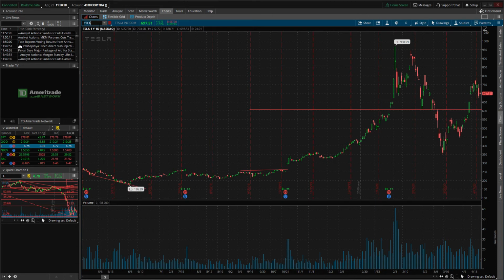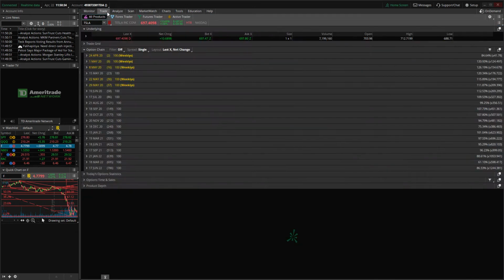First, you're going to want to figure out what stock you want to trade options on. So in this example, we're going to use Tesla. Next, you click on the trade button, and then you click on all products. As you can see, we have our options chain right here. It's a little different than the look of, say, Robinhood or other platforms, but you'll get used to it quickly.